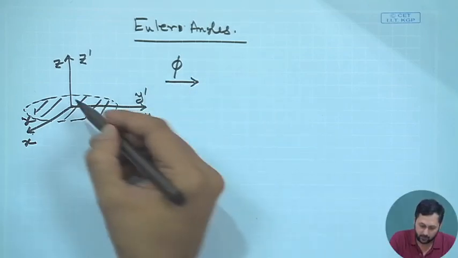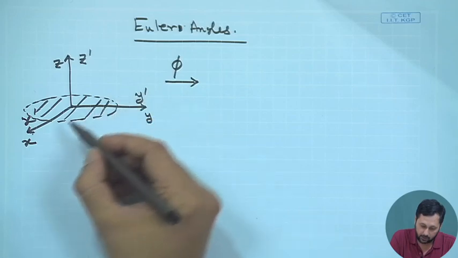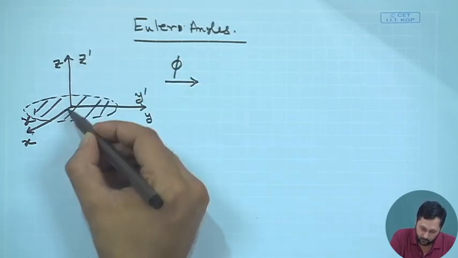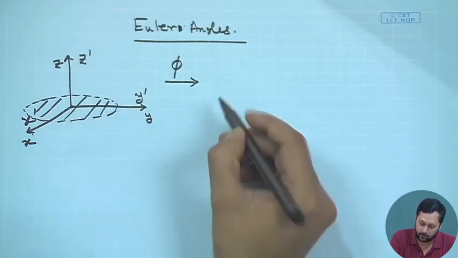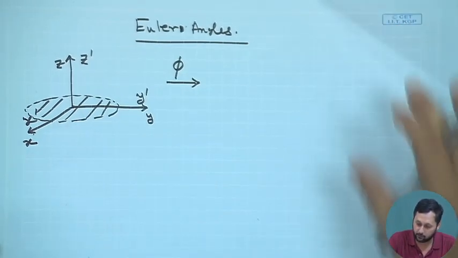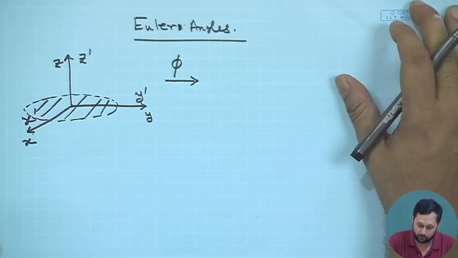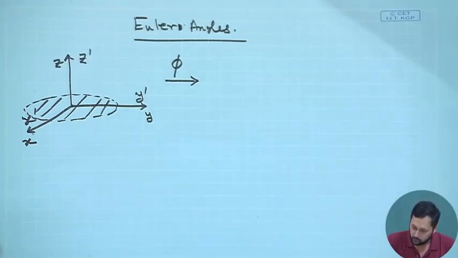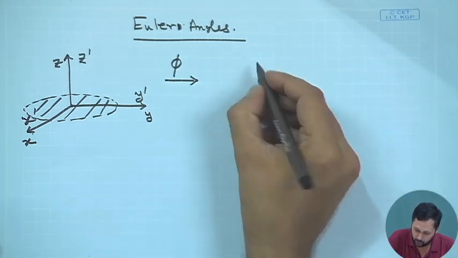So, first is rotation in anti-clockwise direction by an angle phi around this z axis. It does not matter whether it is a body z or space z, because at this point of time both are same. So, now how does this new set of axis will look like?